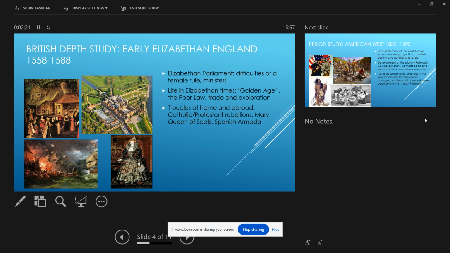And then finally, we look at troubles at home and abroad, where we look at the constant sort of issues and rivalries surrounding Catholicism and Protestantism, leading to many rebellions, as well as issues such as Mary Queen of Scots, and then eventually finishing with our Spanish Armada. So that is our British depth study.